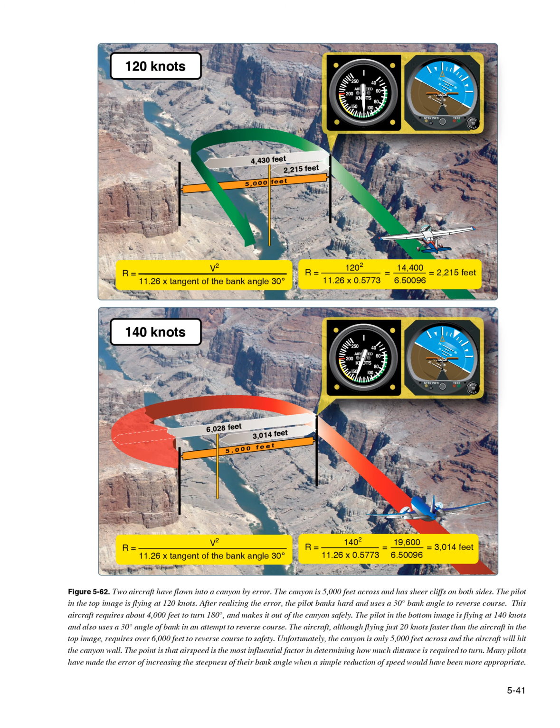The top image is flying at 120 knots. After realizing the error, the pilot banks hard and uses a 30 degrees bank angle to reverse course. This aircraft requires about 4,000 feet to turn 180 degrees, and makes it out of the canyon safely. The pilot in the bottom image is flying at 140 knots and also uses a 30 degrees angle of bank in an attempt to reverse course. The aircraft, although flying just 20 knots faster than the aircraft in the top image, requires over 6,000 feet to reverse course to safety. Unfortunately, the canyon is only 5,000 feet across and the aircraft will hit the canyon wall.